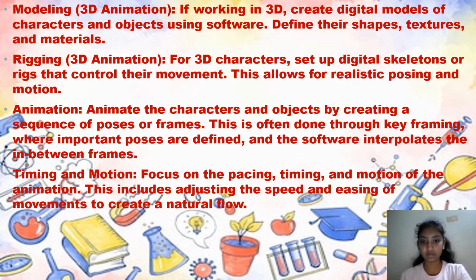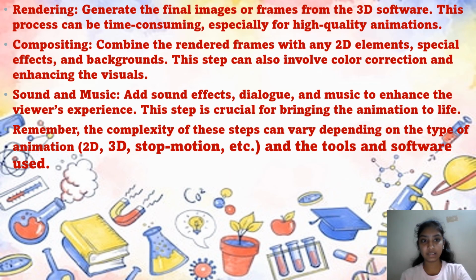Timing and motion. Focus on the pacing, timing, and motion of the animation. This includes adjusting the speed and pacing of the movements to create a natural flow. Animation. Animate the characters and objects by creating a sequence of poses or frames. Rendering. Generate the final images or frames from the 3D software. Compositing. Combine the rendered frames with any 2D elements, special effects, and backgrounds. Sound and music. Add sound effects, dialogue, and music to enhance the viewer's experience.